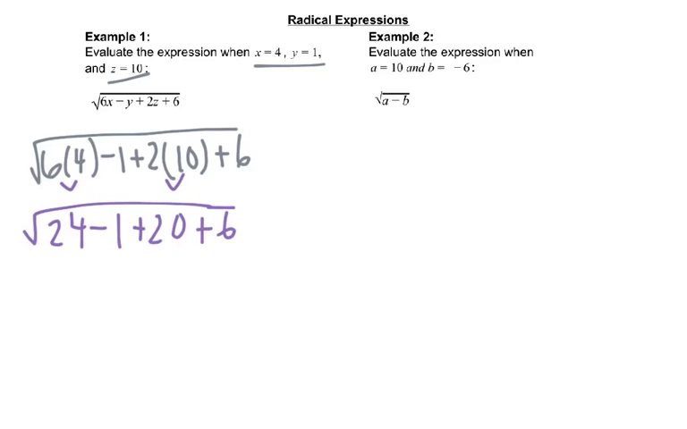Now we're just going to add from left to right. When we add all these together, we get 49. And then finally, we want to take the square root of 49, which gives us 7.